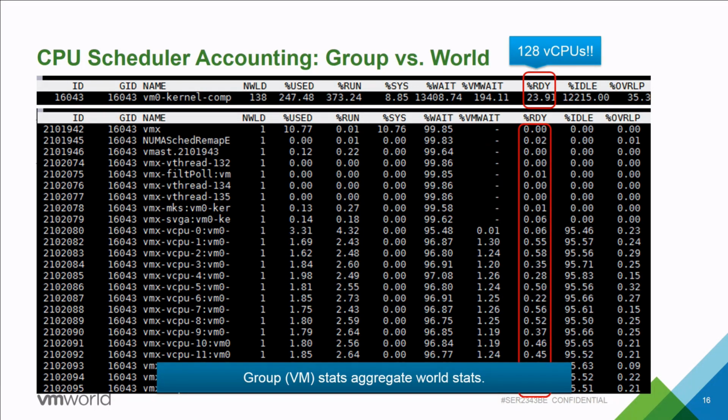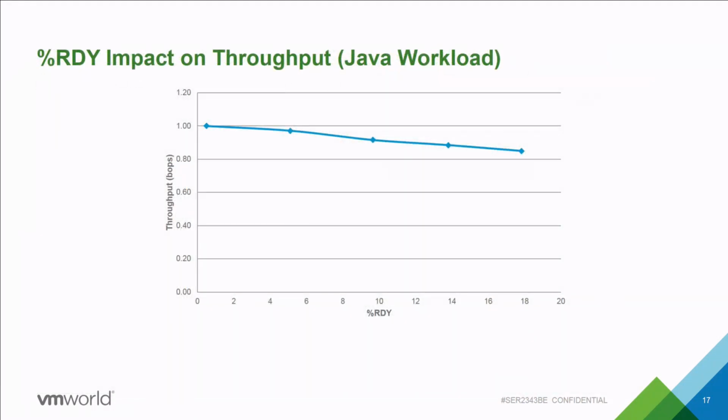But with that, ready time is still an important issue because it directly affects the application performance, including both throughput and latency. This graph basically shows the ready time and the throughput having almost a linear relationship, because ready time is the amount of time you can't run while you are runnable.